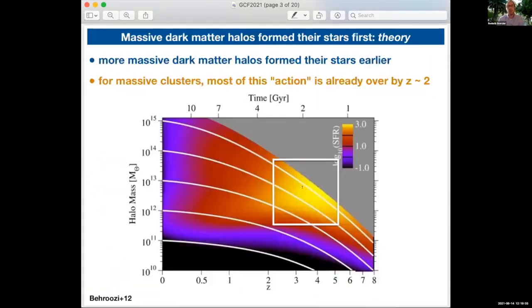From a theoretical perspective, we've known for quite some time that the more massive the dark matter halo, the earlier it formed its stars on average. This is a nice figure from the work of Behroozi et al. that I'd like to show. It shows you the mass evolution of dark matter halos, and this is color-coded by their star formation rates. So if you now focus on the progenitors of the most massive halos, then you see that their star formation really peaks at very high redshifts, certainly above redshift 2. And so that means that for massive clusters, most of the action happens at very high redshifts.